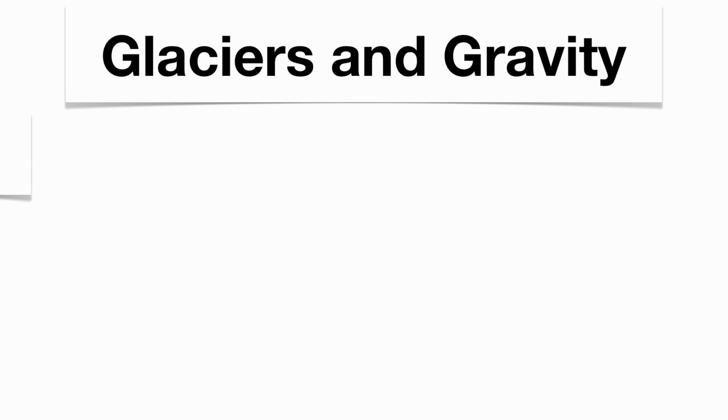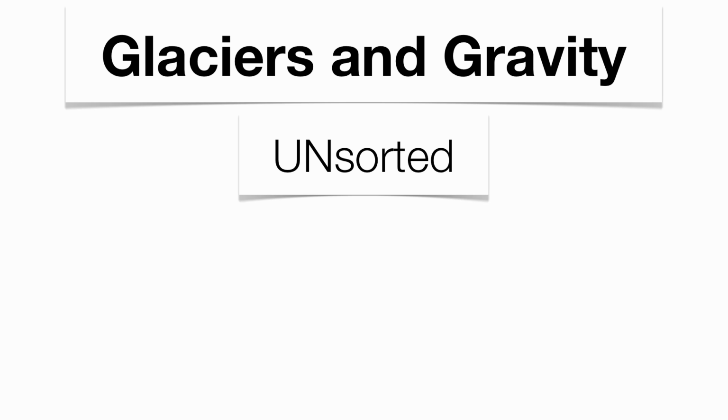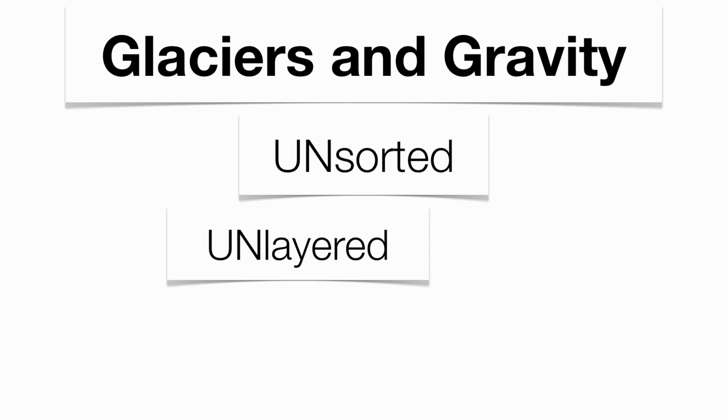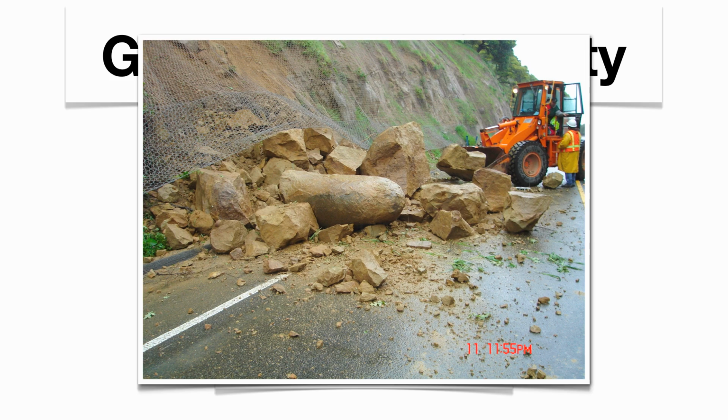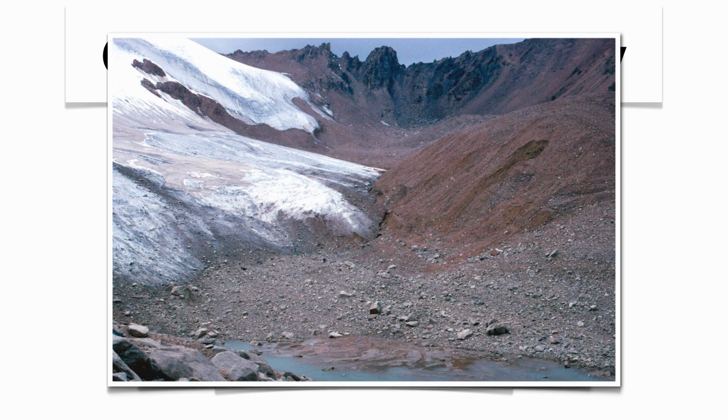Now, glaciers and gravity are going to all have relatively the same characteristics. They're going to give you unsorted sediment that's unlayered, that's going to be unorganized, unless the glacier itself is going to start melting. So the two G's are going to give you unorganized sediments. So you can see here with a landslide and also with a moraine, you have unorganized sediments.